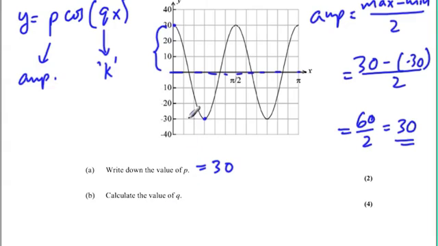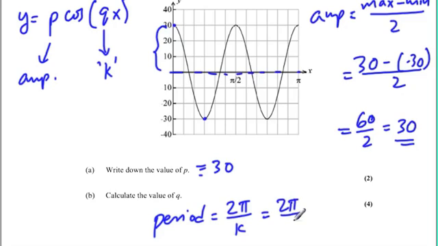Now q. If you recall, the equation that I gave you in class is that the period equals 2 pi over k, where k was the compression factor, and we know that k is q, so it's really 2 pi over q, okay? In order to find q, we need to know what the period is. If we look over here, the period is just one cycle. We can see that from 0 to pi over 2 is one cycle, so the period is equal to pi over 2.